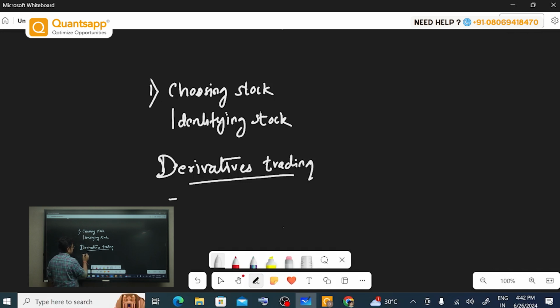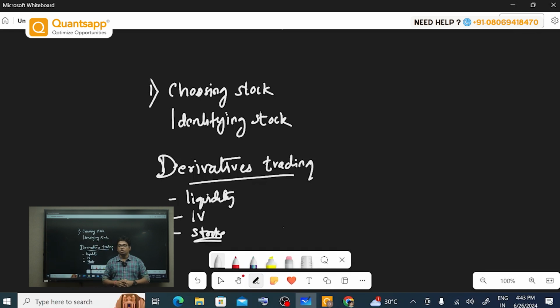First is selecting the stock on the basis of liquidity, the liquidity issue, and IV selection. Then they go about sector, which stock to choose. In stock selection, most of the large caps are there, so they find it very difficult to decide which stock to choose.